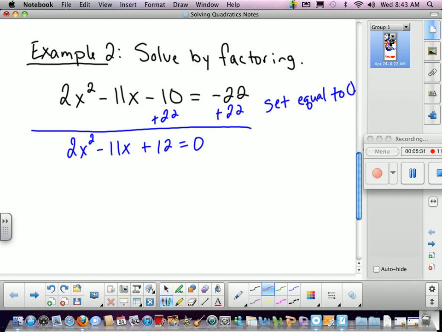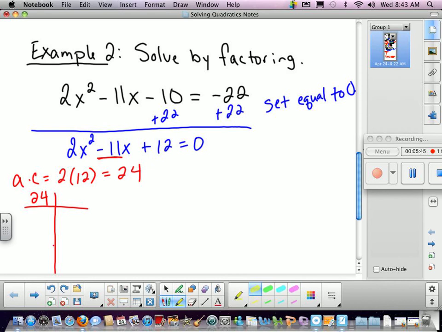So we're doing a times c. We're factoring, so we do a times c, 2 times 12, which is 24. We look for the factors of 24 that add up to give us negative 11. That means they're both going to have to be negative, so that when they multiply, they give you a positive number, but when they add, they give you a negative number. So we're looking at negative 3 and negative 8.